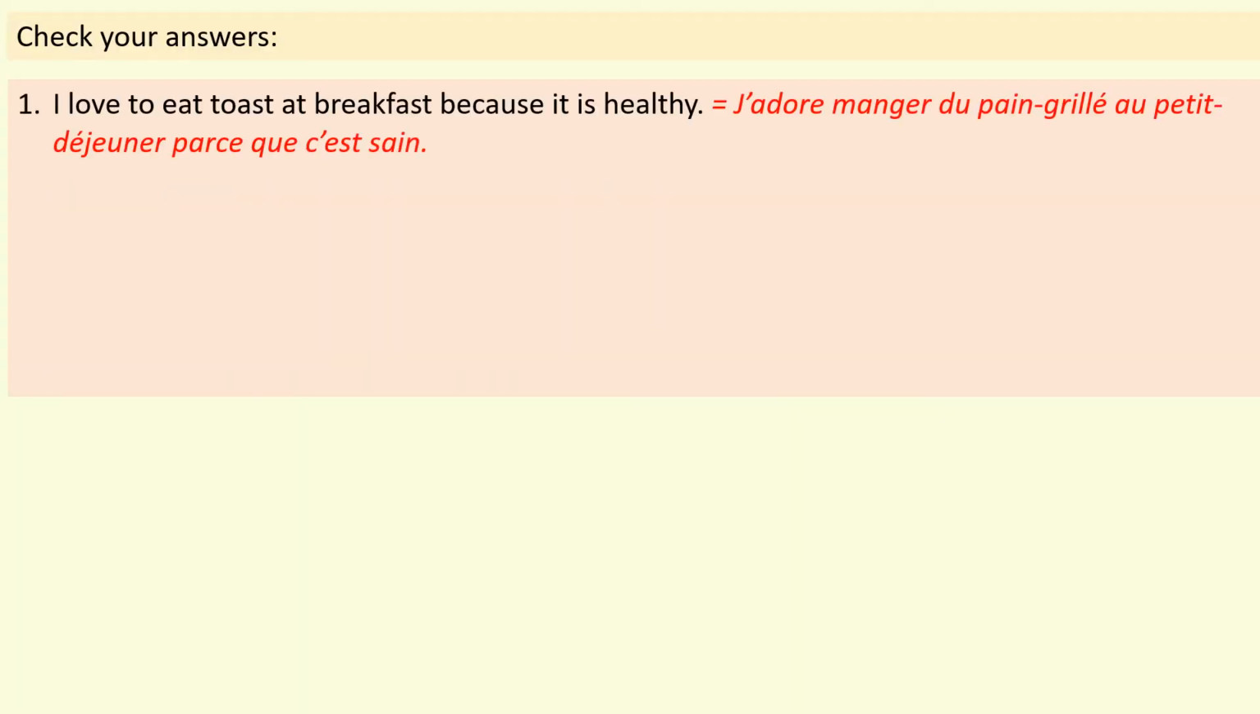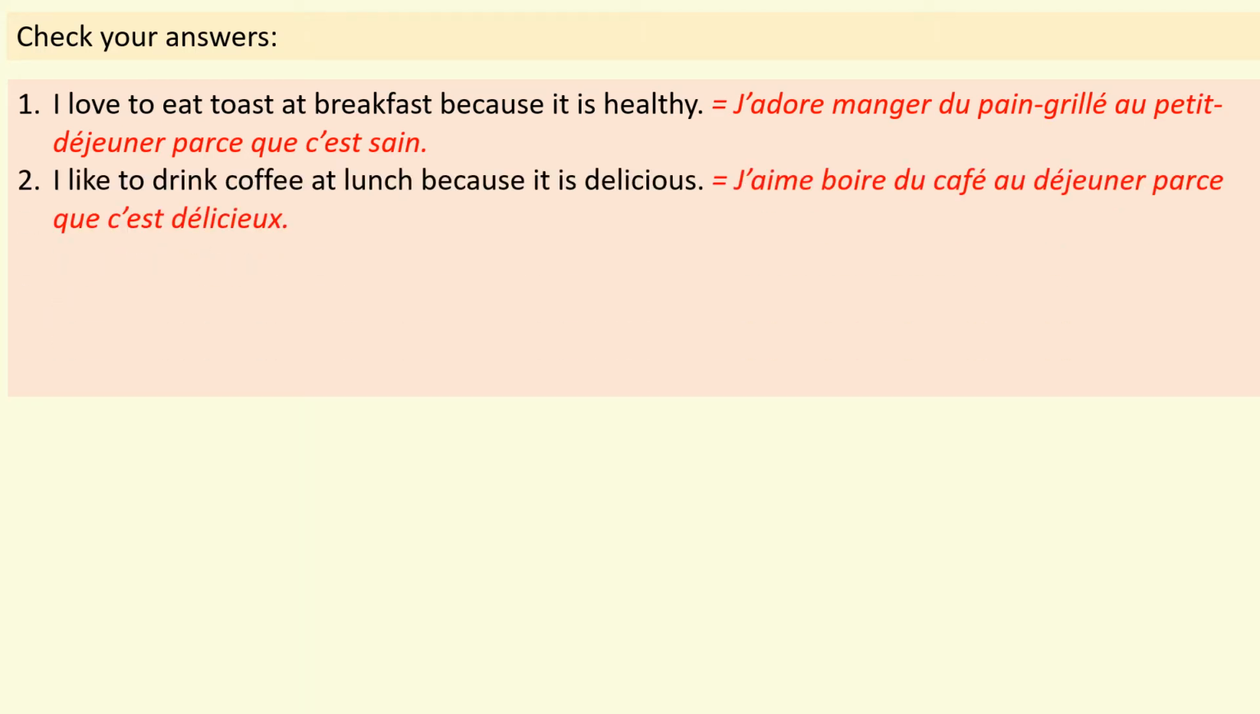1. J'adore manger du pain grillé au petit déjeuner parce que c'est sain. Make sure you've got your accents on grillé and on déjeuner. 2. J'aime boire du café au déjeuner parce que c'est délicieux. Make sure you've got your accent on café and déjeuner and on délicieux as well.